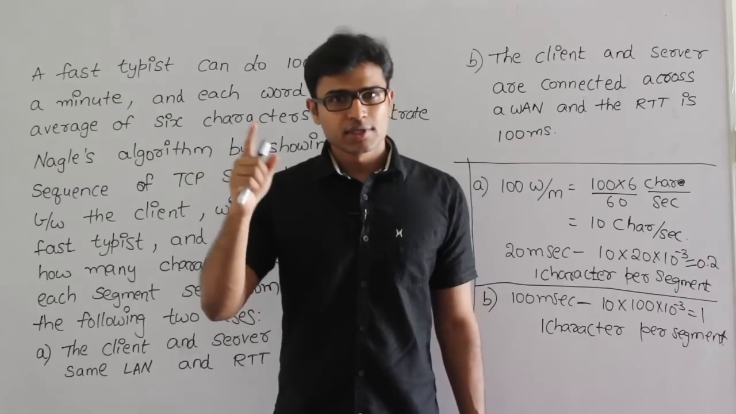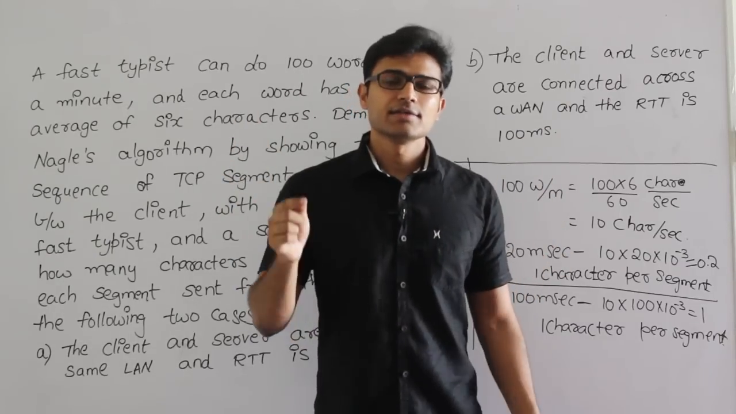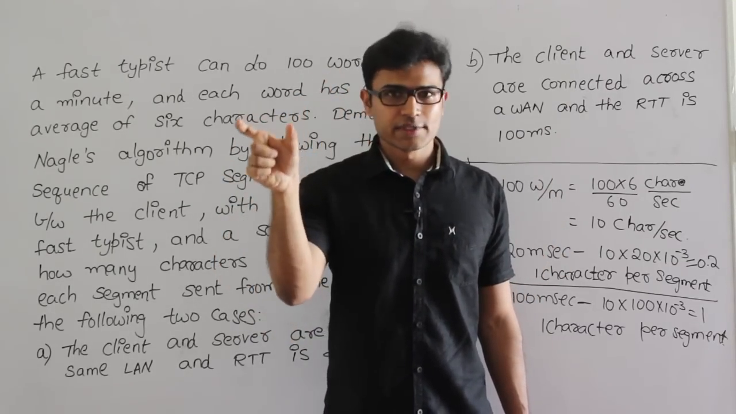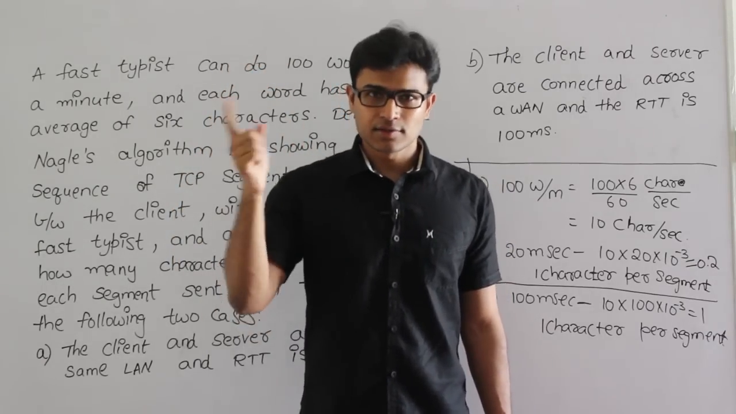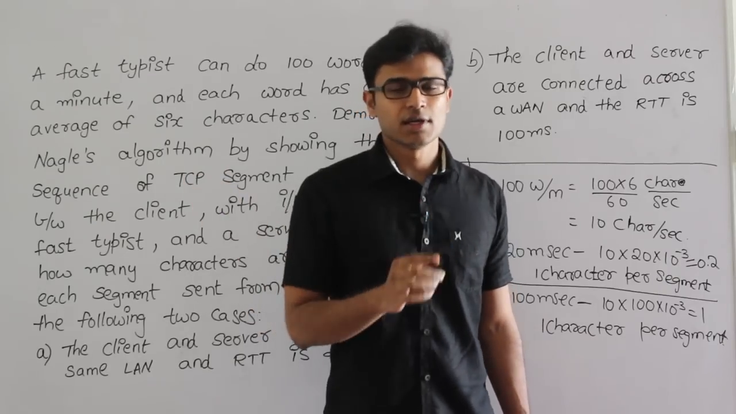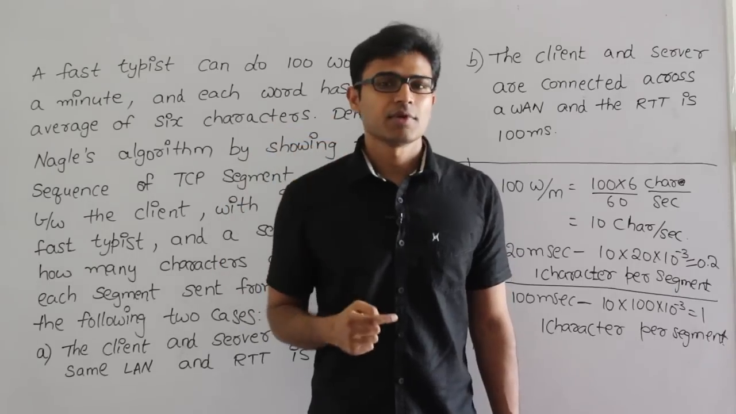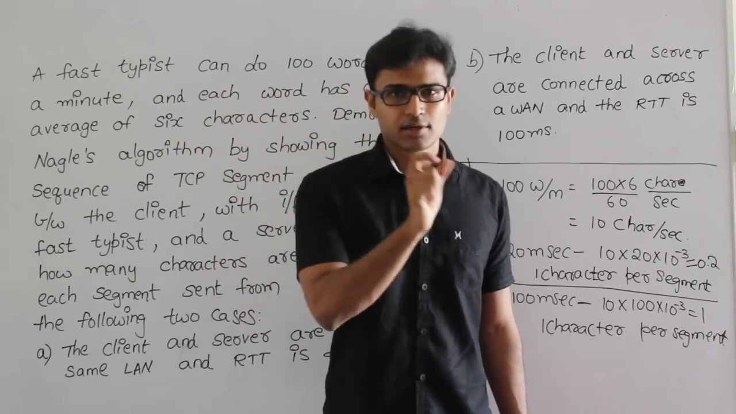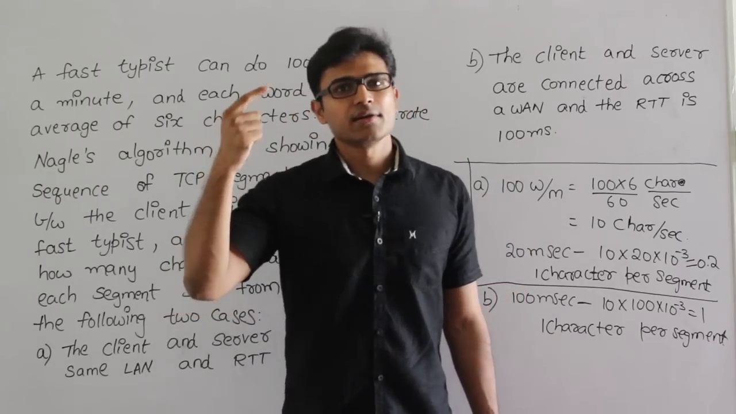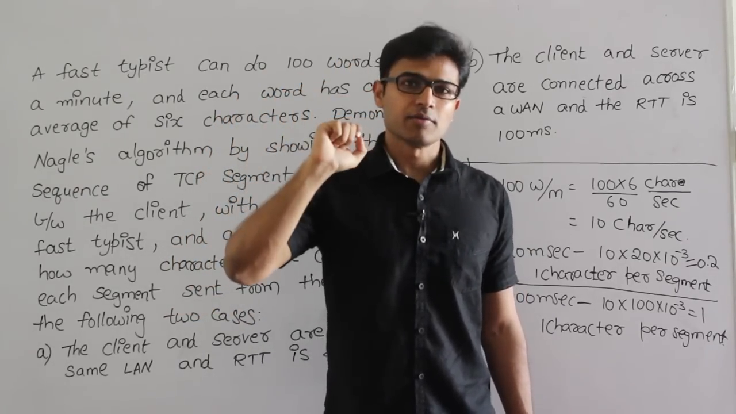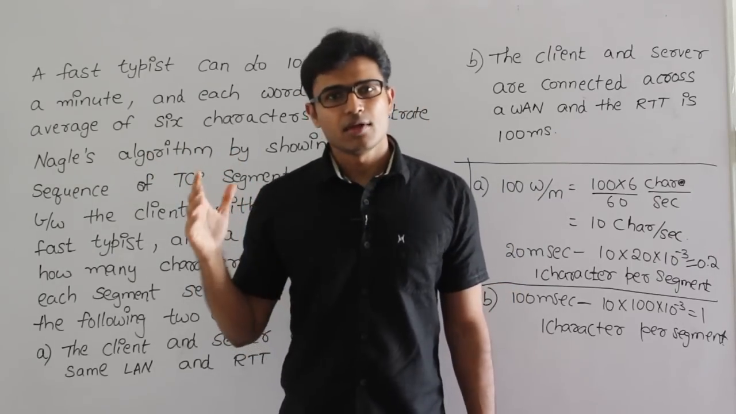Sometimes within this one round trip time, your segment might get full. So in case within this round trip time you get a full segment, send it. If you don't get a full segment, wait for one round trip time, and in this round trip time, however much data you get, you send it. Therefore, Nagel's algorithm works like this. Wait for one round trip time. Within this round trip time, if you can collect a full segment, send it immediately without waiting for one round trip time. In case you are not able to collect one full segment within one round trip time, then send however many bytes you can collect in that round trip time. That is how Nagel's algorithm works.